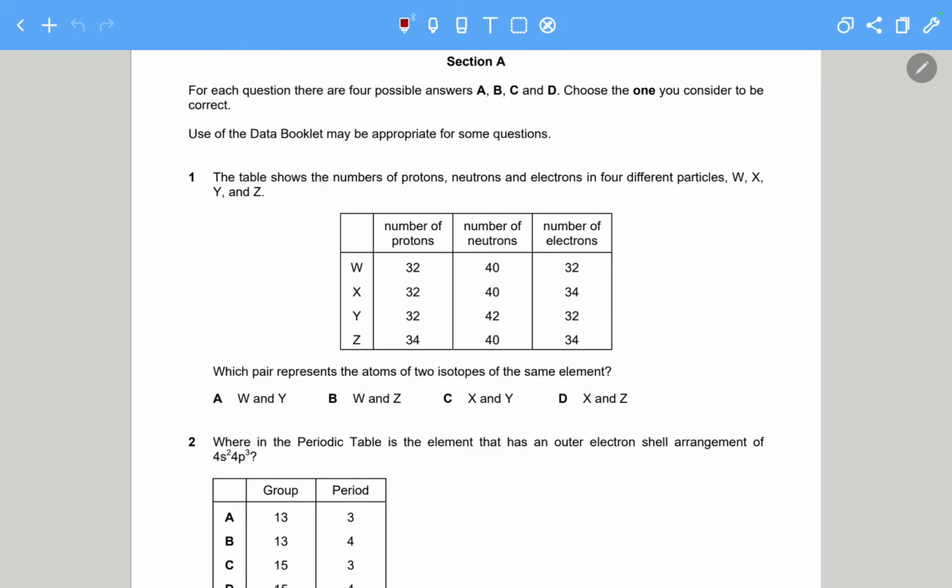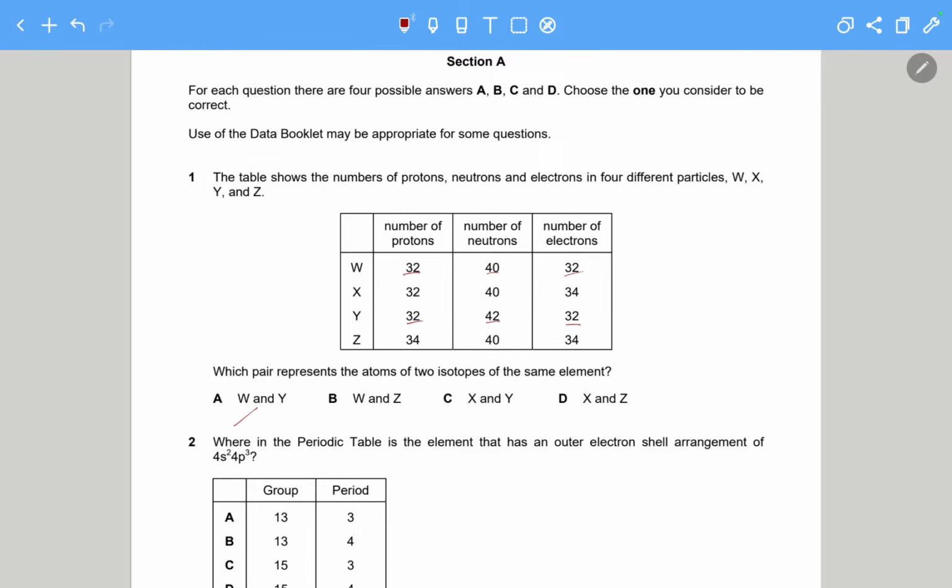So let's start from the first option, W and Y. So the number of protons are 32 in each, and therefore these can be isotopes, because the definition of an isotope is that they have the same number of protons but different number of neutrons, and also the same number of electrons. So if you look at the number of neutrons in these, it's 40 and 42, they are different, and the number of electrons is also the same. So A is a good candidate for this answer, but let's not stop there.